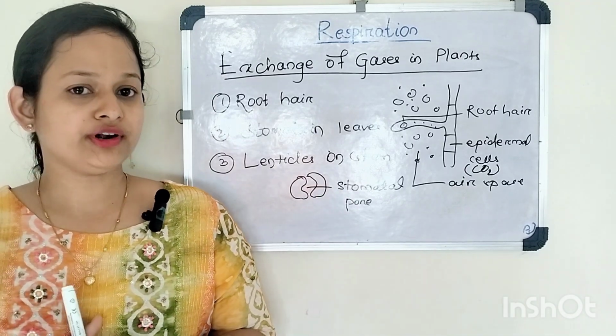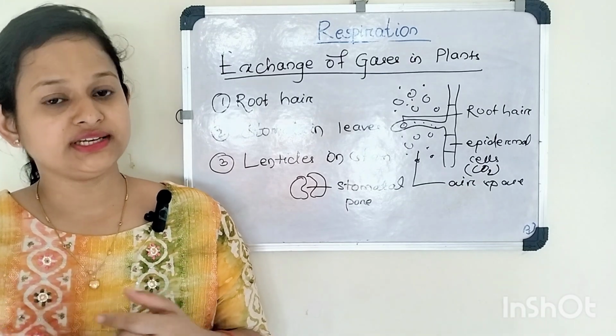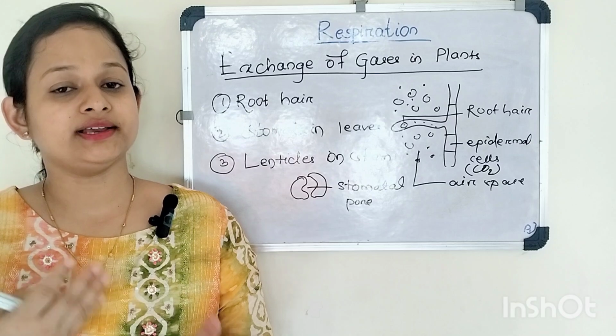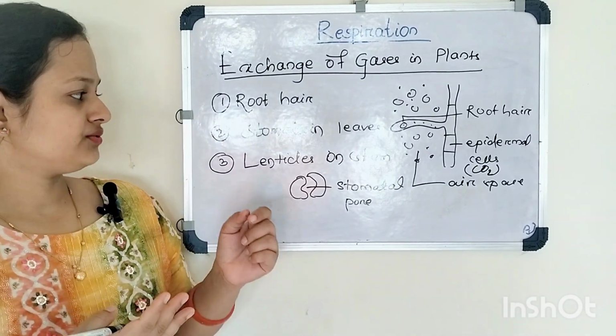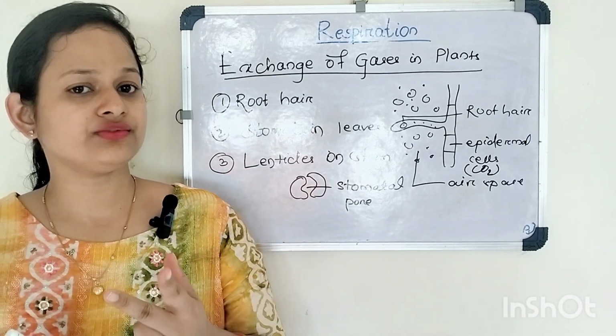So when the concentration of carbon dioxide increases in the leaves, the stomata open and release the excess amount of carbon dioxide to the air. So in the case of leaves, the stomata is the structure which helps in the exchange of gases.